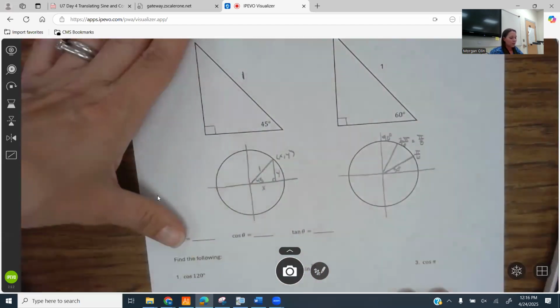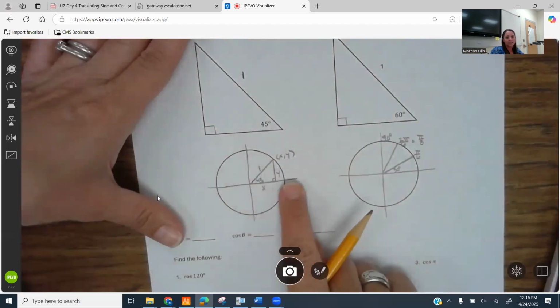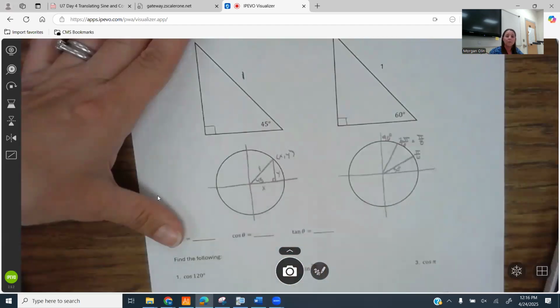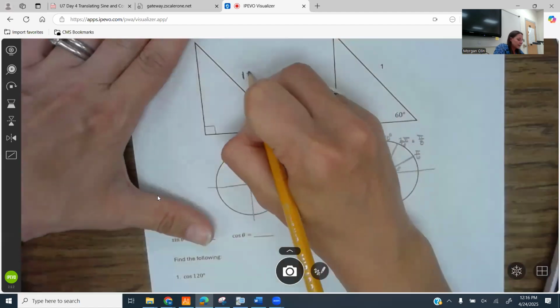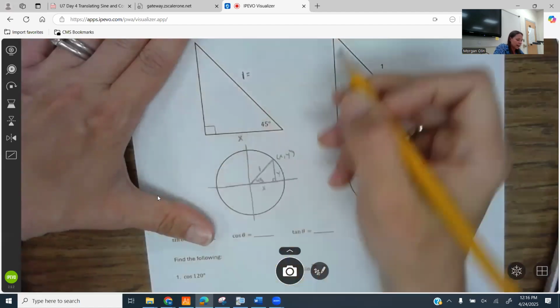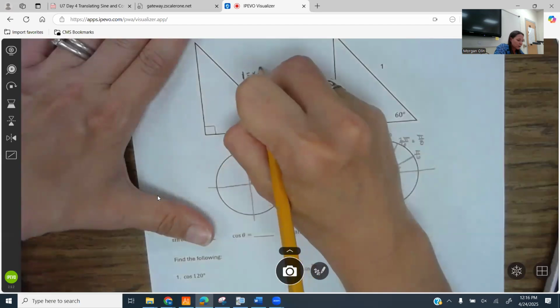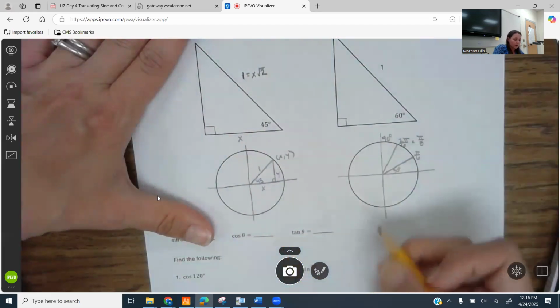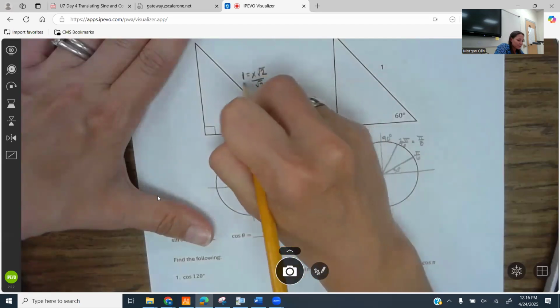Now think about this for a second. How am I going to find the sides? Well, we talked about this yesterday. In a 45, 45, 90, they're the same. And remember, this is one of those sides. I'll just call this x times the square root of 2. Well, I would divide by the square root of 2.